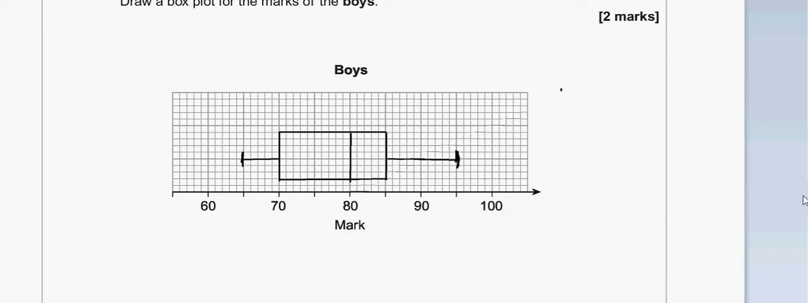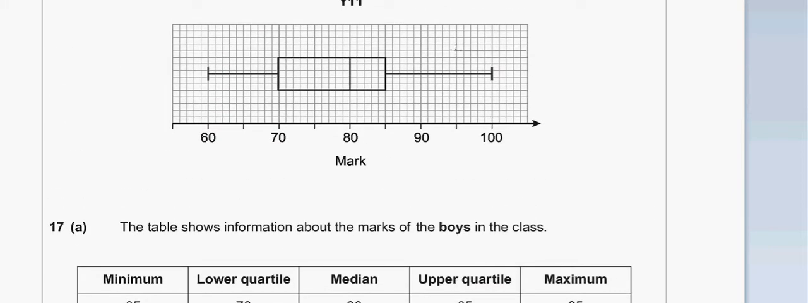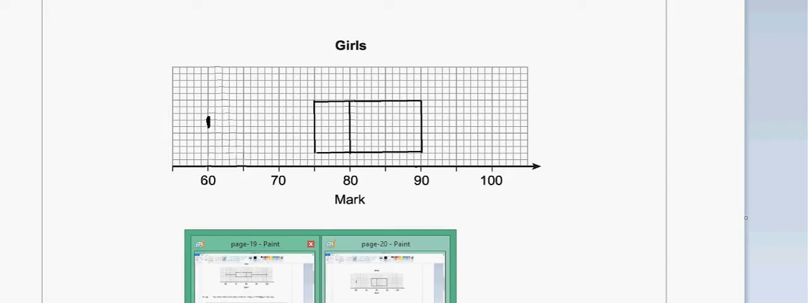Now if we go back to the boys here, the lowest mark for the boys was 65. The lowest mark for the class is 60. Now if the boys didn't get a lowest mark of 60, the girls must have done. So I can say that their lowest point is at 60.